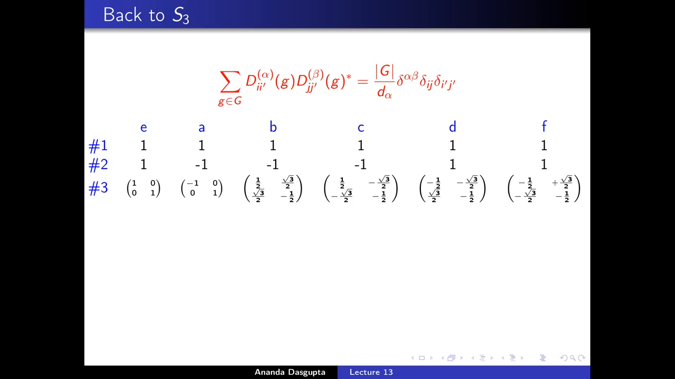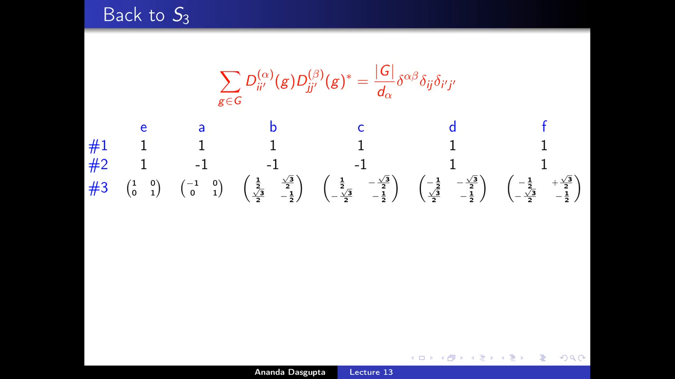Now, these are the three representations that I'm talking about. The representation number one, the one on the top row, is a one-dimensional representation, so is representation number two. Representation number three happens to be a two-dimensional representation. In fact, it happens to be the two-dimensional representation of the group S3 that we had figured out in a previous lecture.